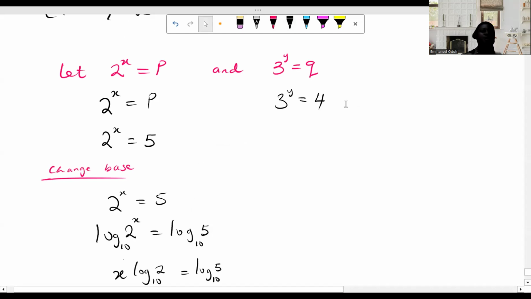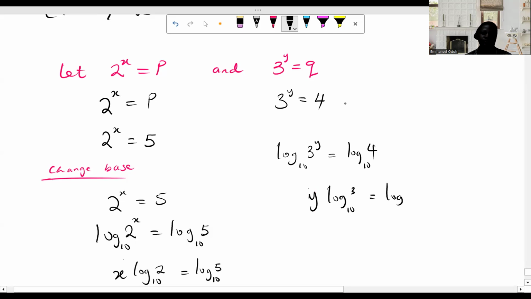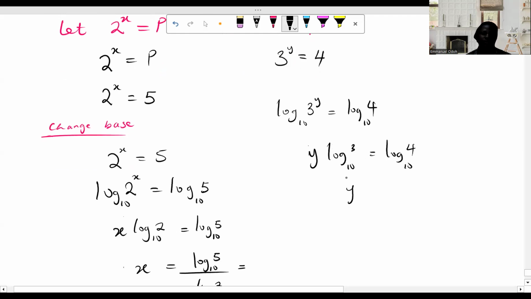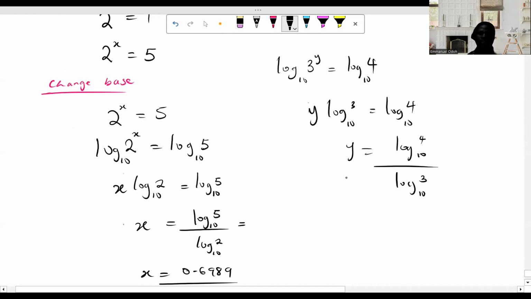Then we'll come to this other one and take the log of both sides. Log 10. So we use this. This becomes a product. The power multiplies the log. So what we have here, y becomes log 4 to base 10 over log 3 to base 10. So let's do that also.